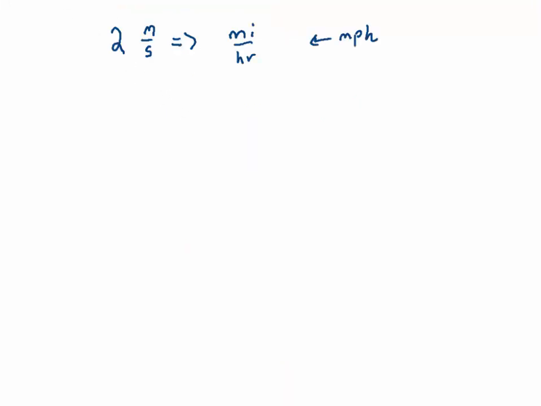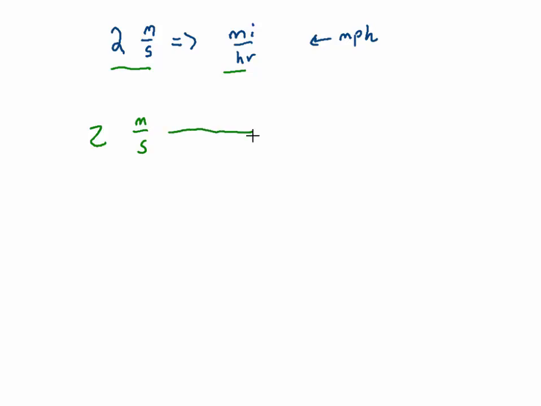Now, most people need a little bit of help with this, so this hopefully should help you. Suppose I measured my speed, and in the lab I might have measured it at 2 meters per second, and I want to convert that to miles per hour. I want to get rid of that meter, and I want to get rid of that second. So there's my 2 meters per second.